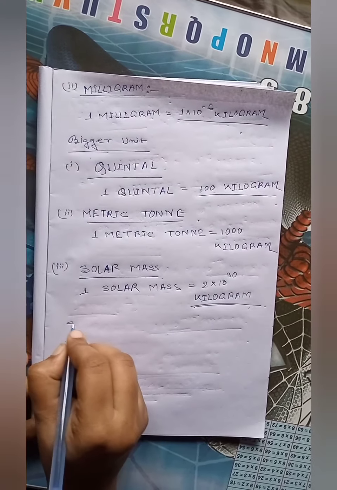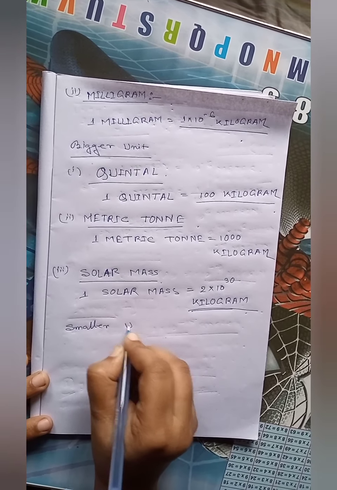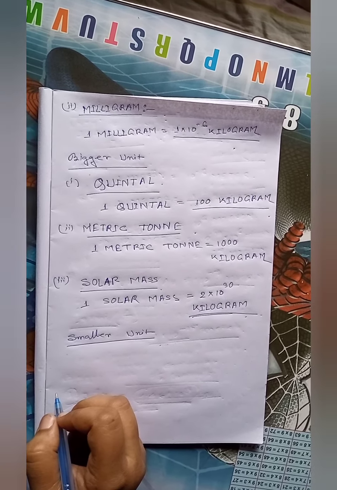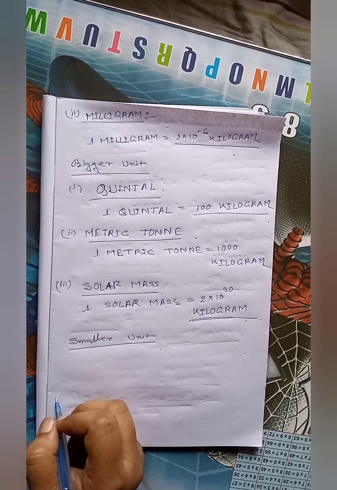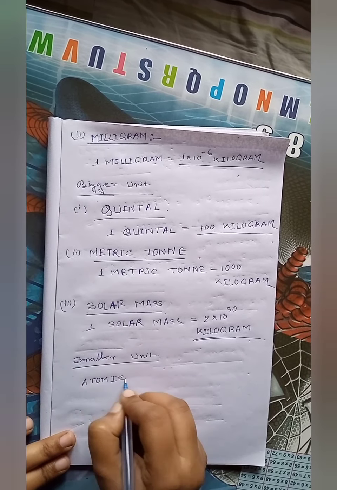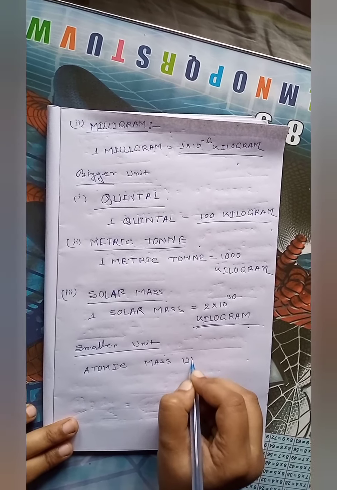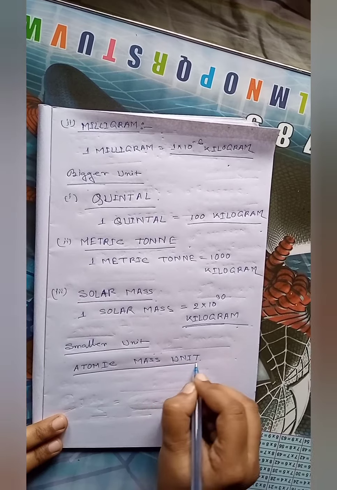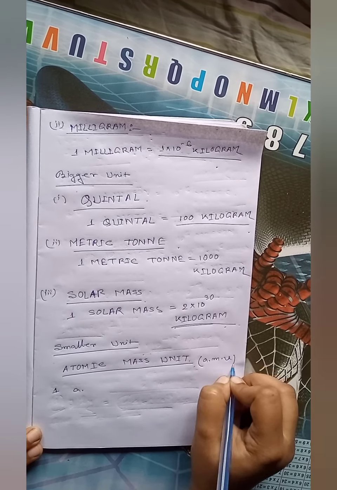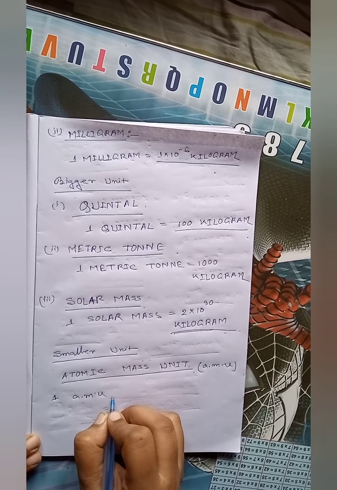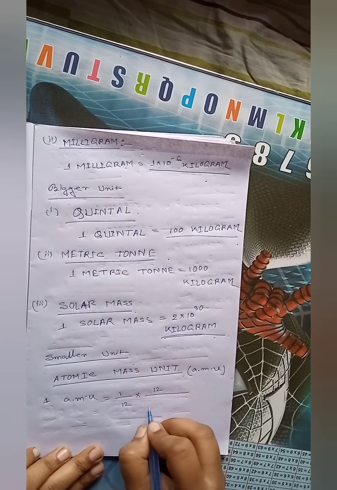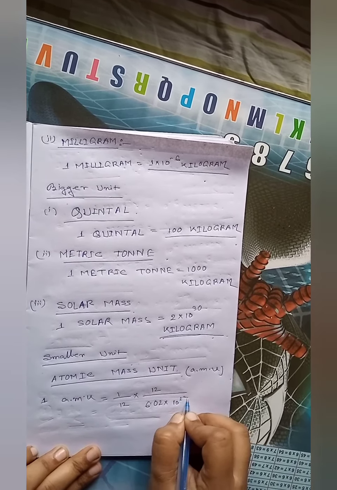Now for smaller units. To express the mass of atomic particles such as proton, neutron or electron, we use the atomic mass unit, expressed as AMU. 1 AMU equals 1 by 12 into 12 by 6.02 into 10 to the power 23 kilogram.